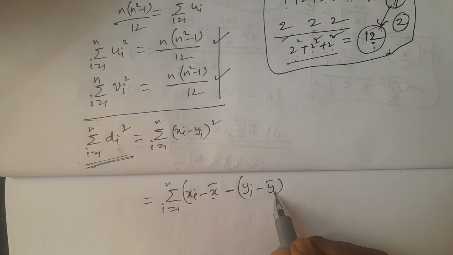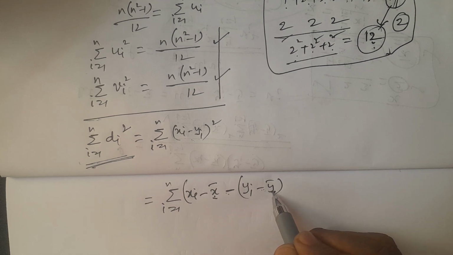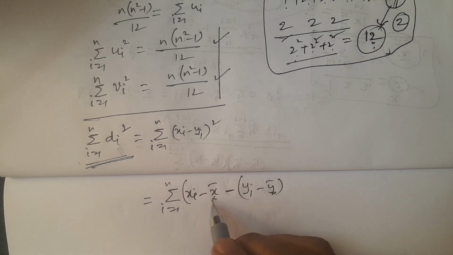x bar and y bar are equal. That is the reason why I am adding and subtracting. That is minus x bar, minus x plus x bar, minus of minus plus x bar. x bar I am taking as y bar. Hope you understand, I am adding and subtracting.